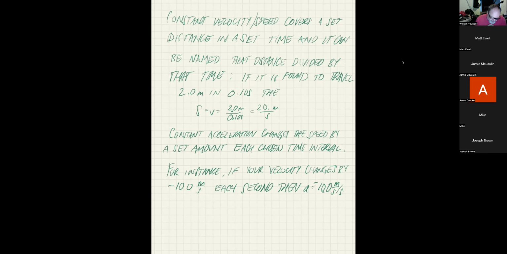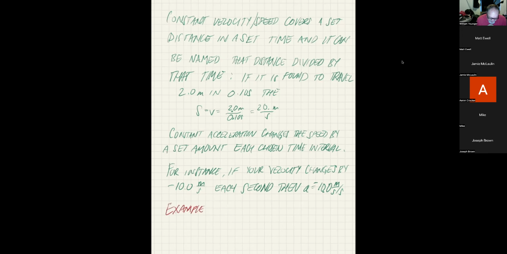So an example of acceleration, if I can ever get it straight again. My pen just stopped writing. There it is. It's just being a hole. So, example.